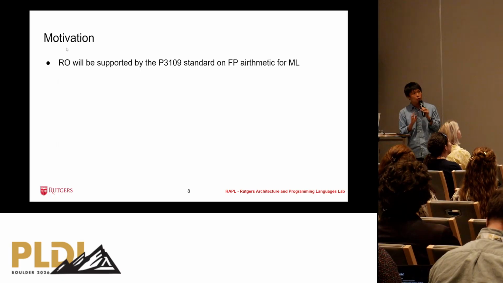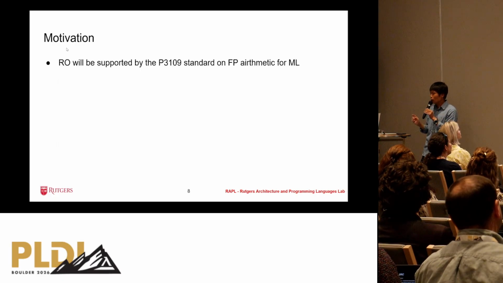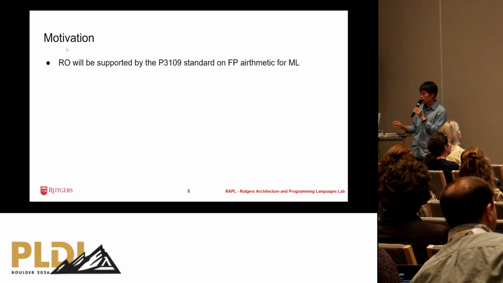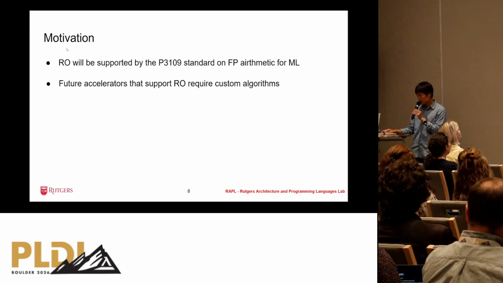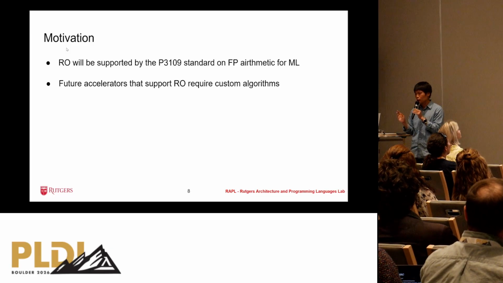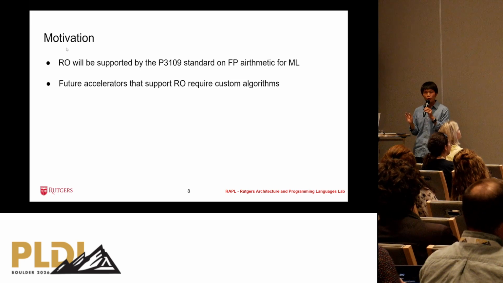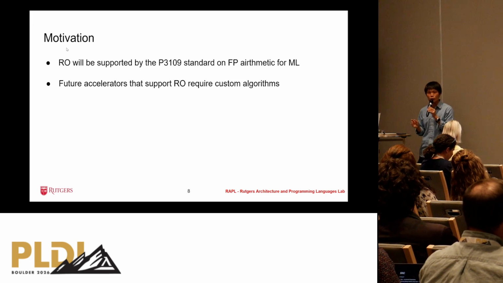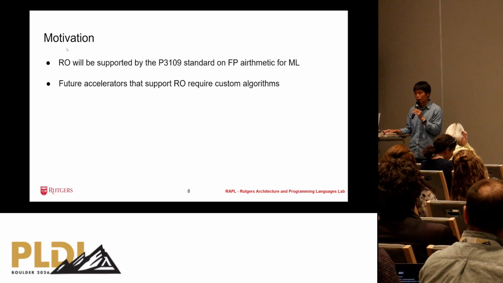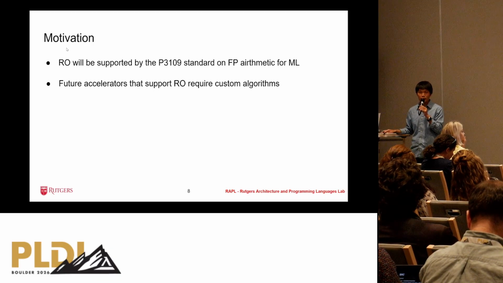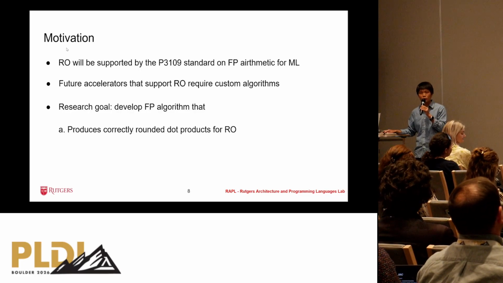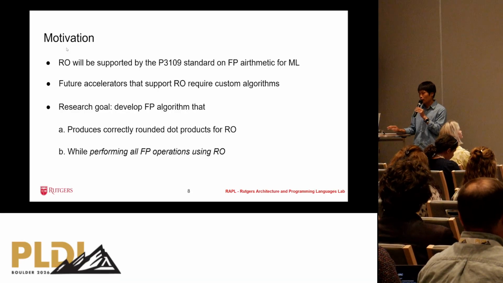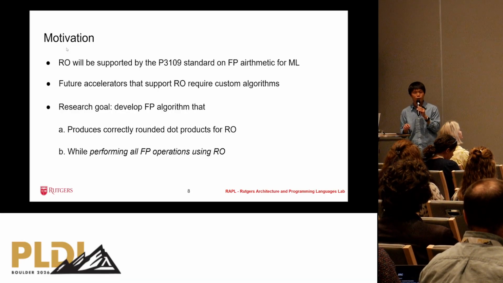So currently, no standards support round to odd, but it will be supported by the upcoming P3109 standard on floating point arithmetic for machine learning. And we can imagine a scenario where future accelerators that support round to odd, perhaps as the only rounding mode, exist. Now, as I mentioned earlier, correctly rounded dot product algorithms that exist do not work with round to odd. So the goal of this research is to develop such an algorithm that works all the while using floating point operations under this rounding mode.